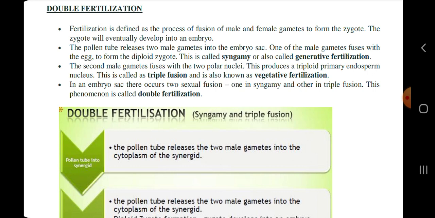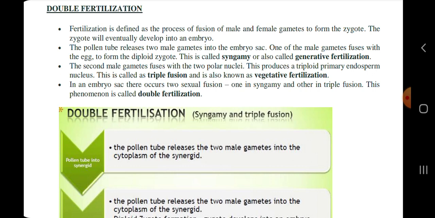Then the pollen tube releases two male gametes in the embryo sac. One of the male gametes fuses with the egg to form a diploid zygote. This is called syngamy or generative fertilization. Then the second male gamete fuses with two polar nuclei. This produces a triploid primary endosperm nucleus, and this is called triple fusion, also called vegetative fertilization.